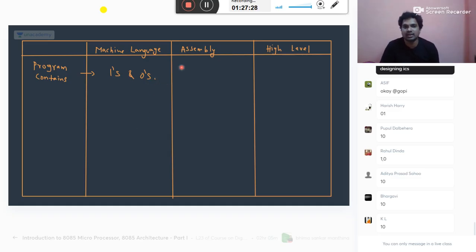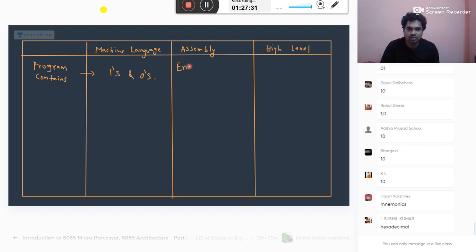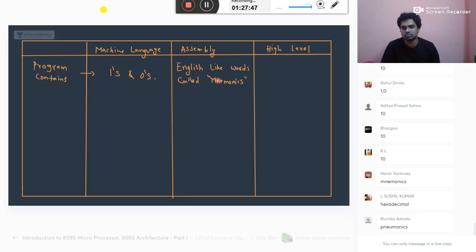Then the assembly language contains, listen, in this program you will be using English-like words called mnemonics. I already told you, people feel difficulty understanding this kind of terminology, so they leave the microprocessor subject. If you don't concentrate on what the meaning of mnemonics is, it is a difficult subject. These are the things you should avoid.